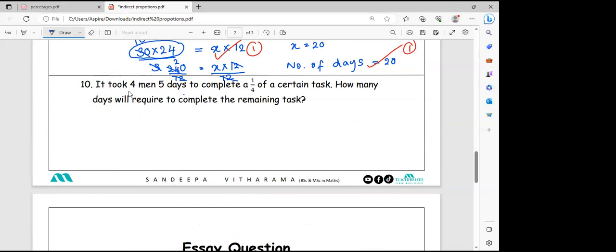It took 4 men 5 days to complete 1/4 of a certain task. How many days will be required to complete the remaining task? And this is very important: to complete the remaining task.